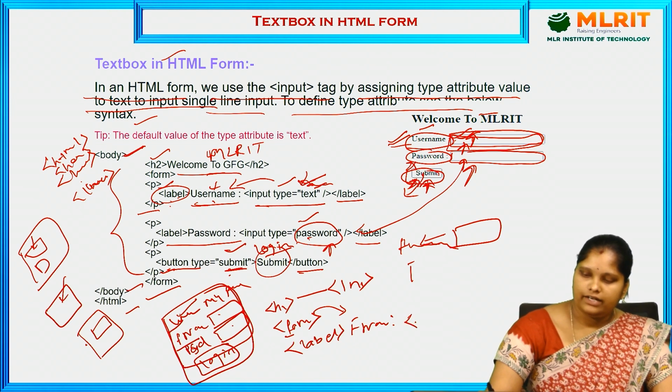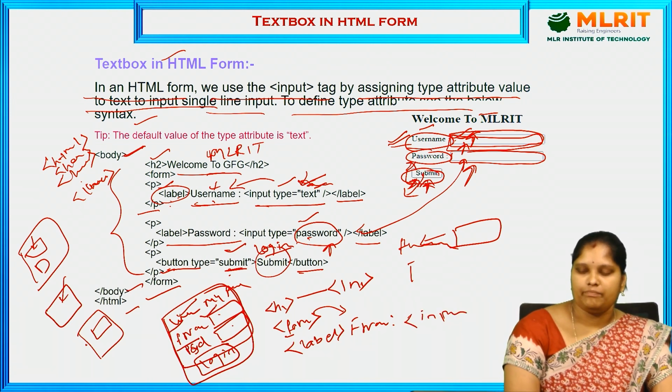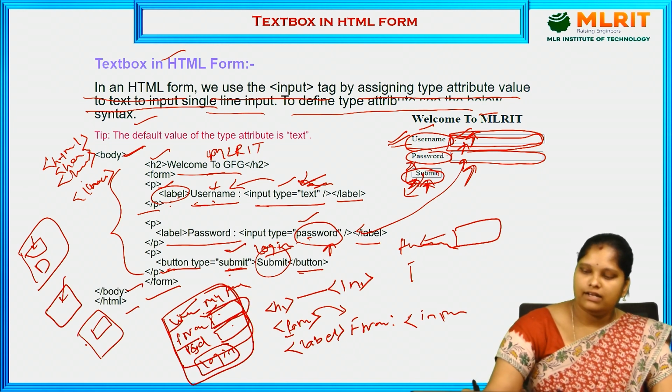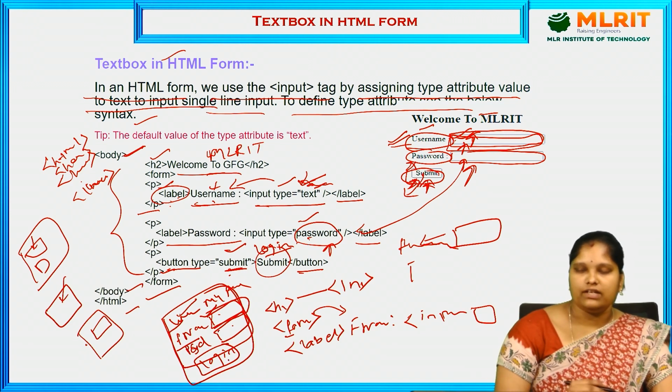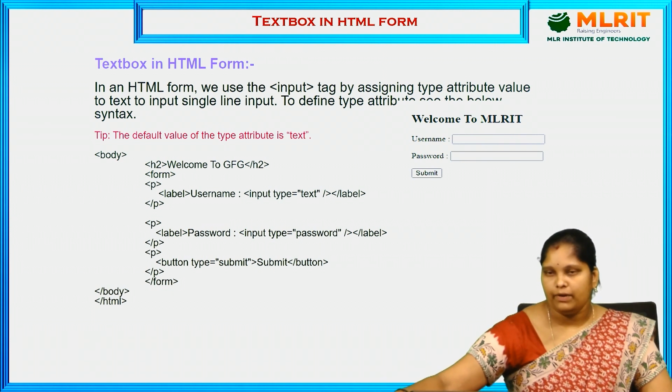Then I need to give the input type of this field, right? Give the input type of this box. Then this is the text, right? And next password, and after that submit. This is about the text box example, right?